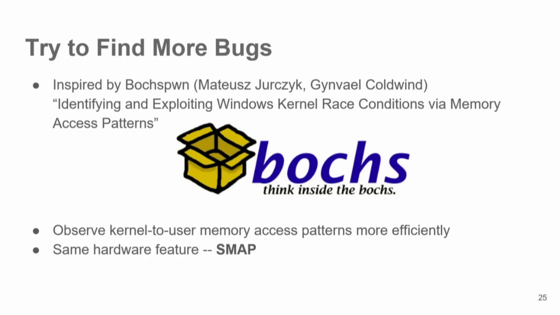So this project is inspired by BoxPwn, identifying and exploiting Windows kernel race conditions via memory access patterns. Basically, this project uses Bochs, a fully software-emulated hypervisor, to monitor all the kernel memory accesses. But the problem is Bochs is very slow. It's a fully software-emulated hypervisor. It doesn't have any hardware-assisted virtualization, and it interprets each instruction it executes, so it's very slow. We just want to do it better and faster, so maybe we can go deeper into the application.